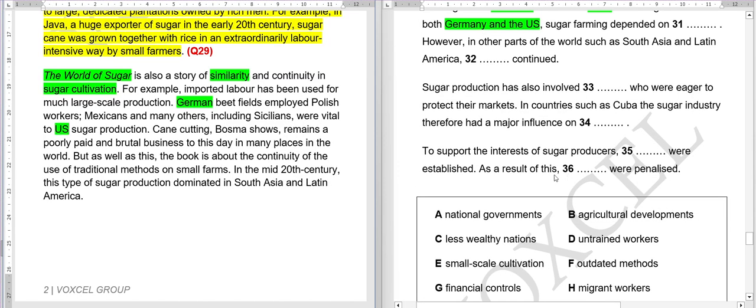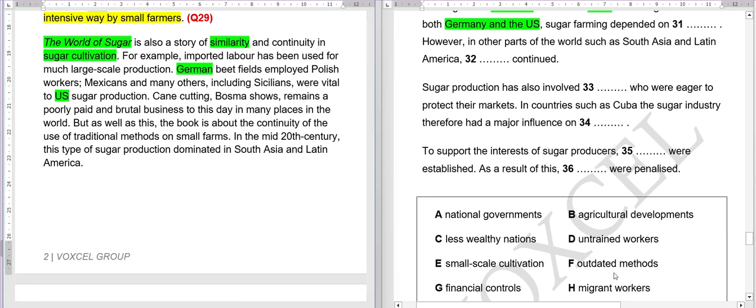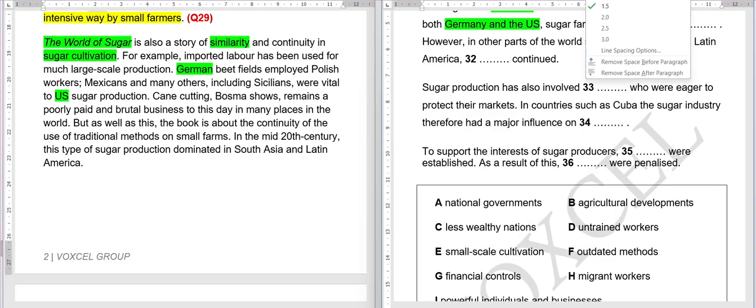Okay, let me do this. Yes. So you have just 1 second, guys. Let me change the dimensions of this.